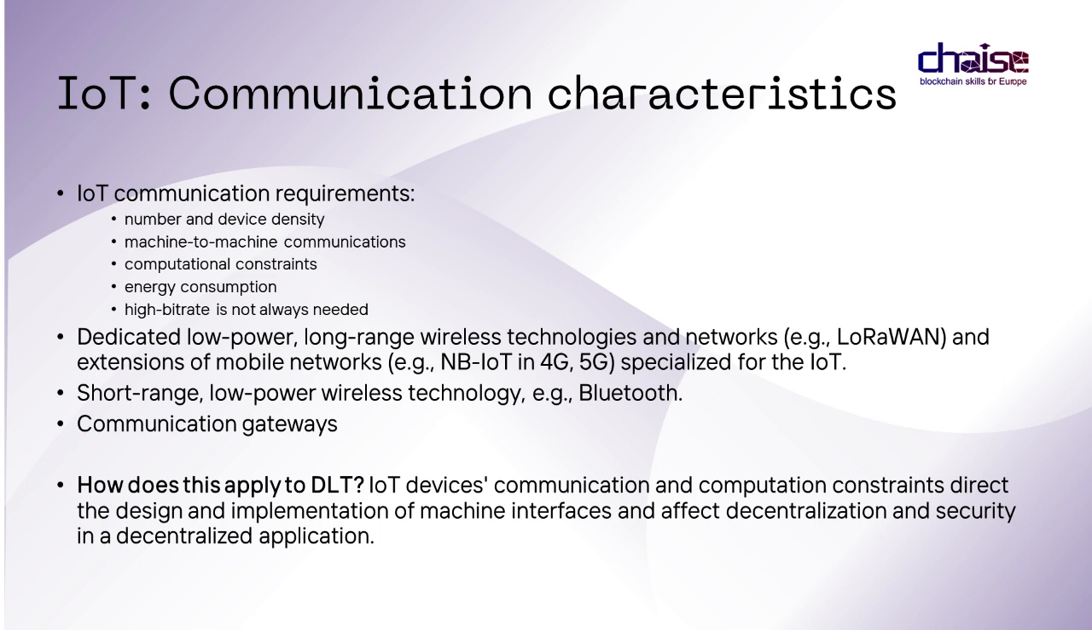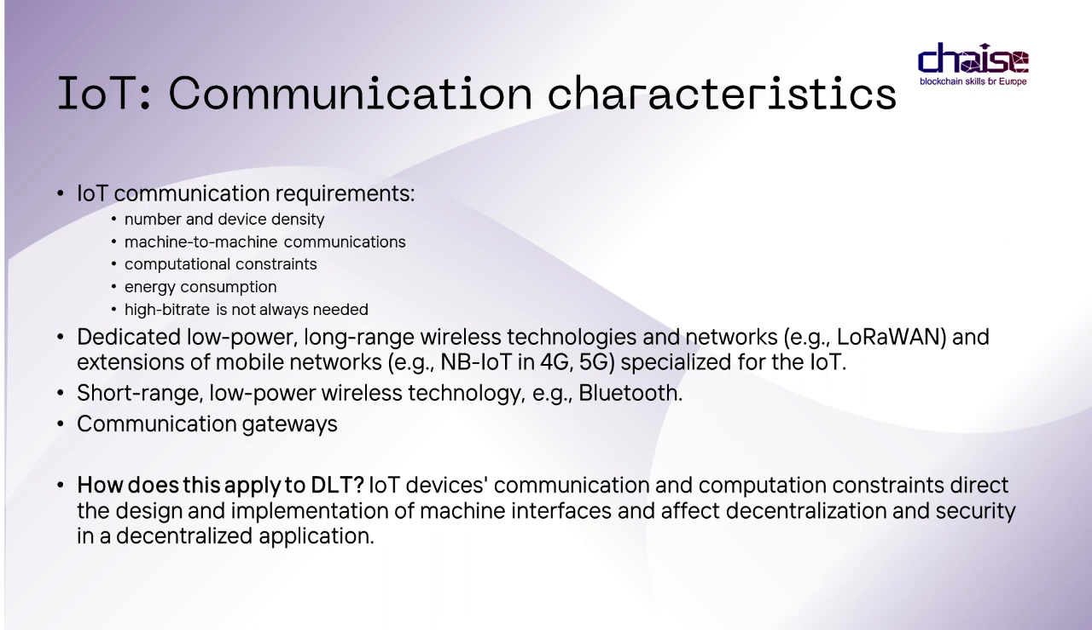IoT devices may impose specific requirements on the underlying communication networks. They derive from the number and device density, machine-to-machine communications, computational constraints, or energy consumption. IoT devices do not require high bit rates in communication if they, for example, once in a while, report a small amount of sensory data. On the other hand, the entire communication of a device has to be extremely optimized if it is battery or solar powered.